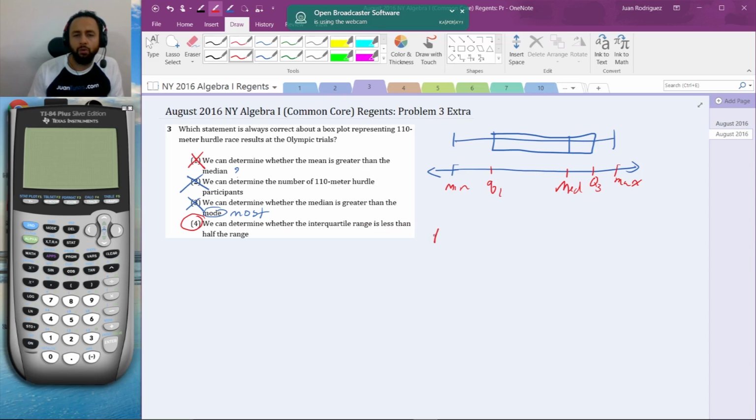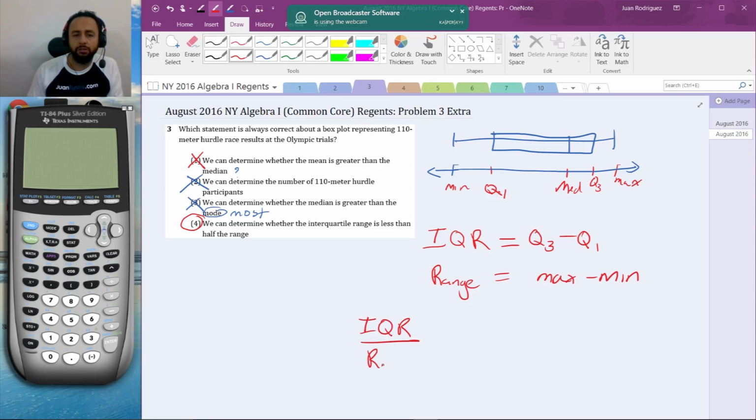And so let's see, we can determine whether the interquartile range is less than half the range. Well, the interquartile range is a calculable number. It's Q3 minus Q1. We can calculate it if we know the numbers, and then the range is equal to max minus min. So we can definitely determine if this number is less than half of this by comparing them. Is the IQR over the range less than 1/2? I don't know, but if we have those numbers, we can calculate them. So it has to be choice 4.